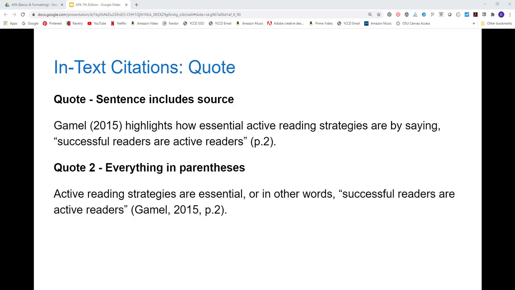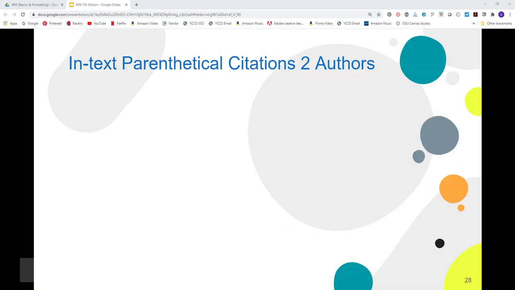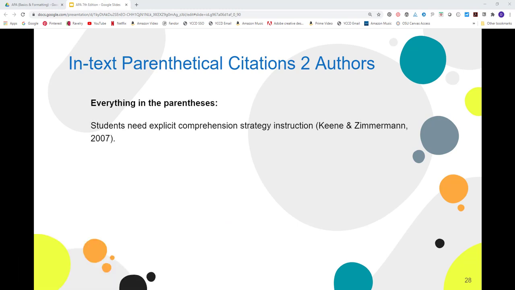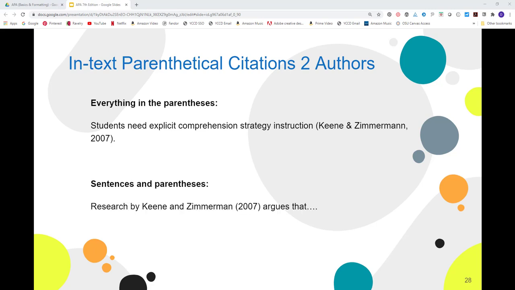Quotes require the page number in addition to the author and publication year. The first example introduces the source as part of the sentence, but the publication year is still included in parentheses. The second example shows everything in parentheses and the page number where the quote can be found. If there are two authors, you must include them both. Notice you can use an ampersand if placing the information in parentheses, but you must write out the word "and" if it is part of a sentence.